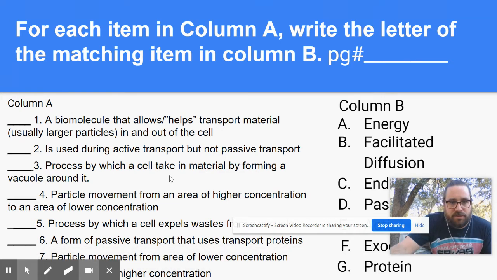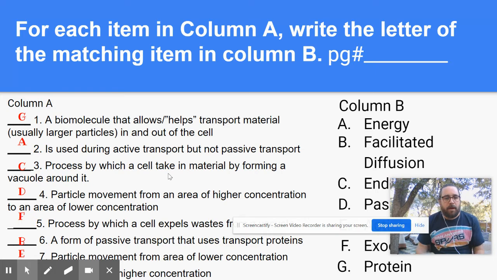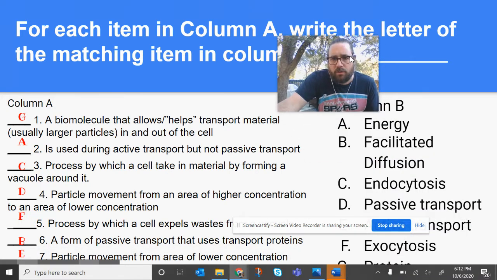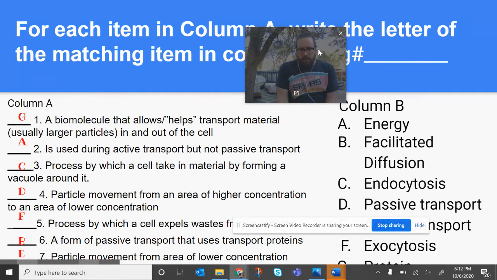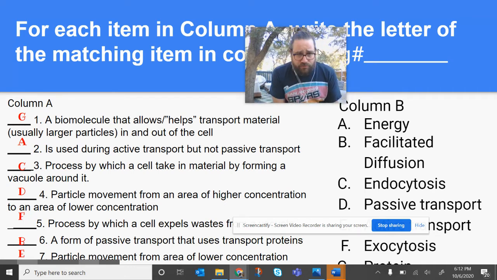Okay, and now let's look at these answers. So the biomolecule that helps transport, that's proteins. Energy is used during active transport.